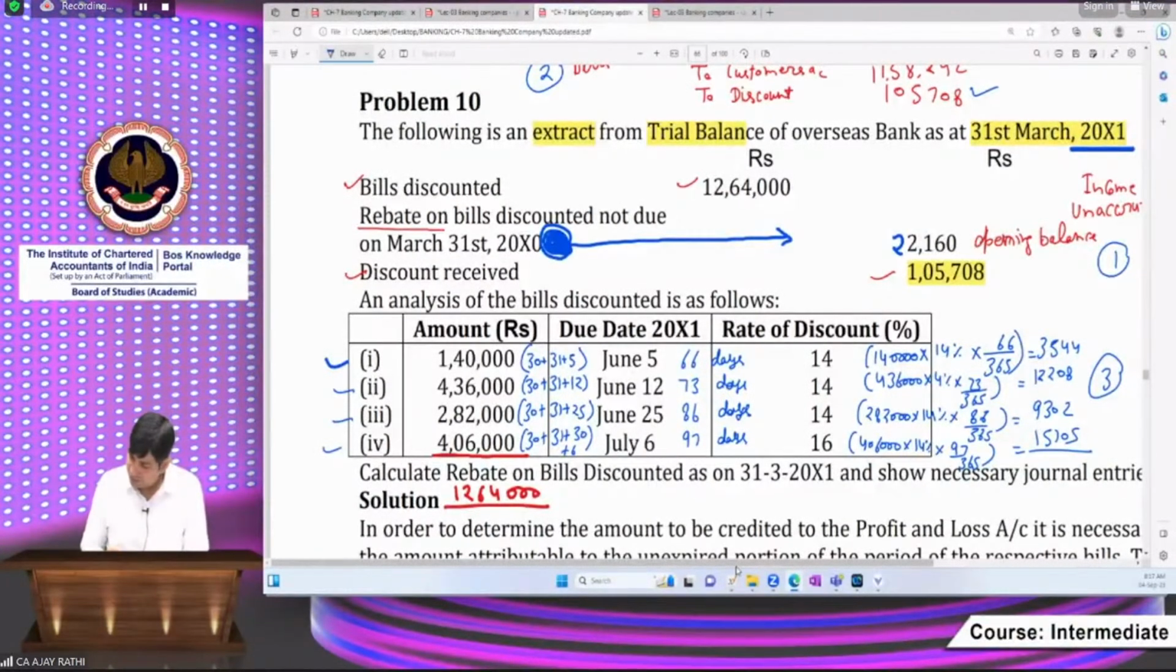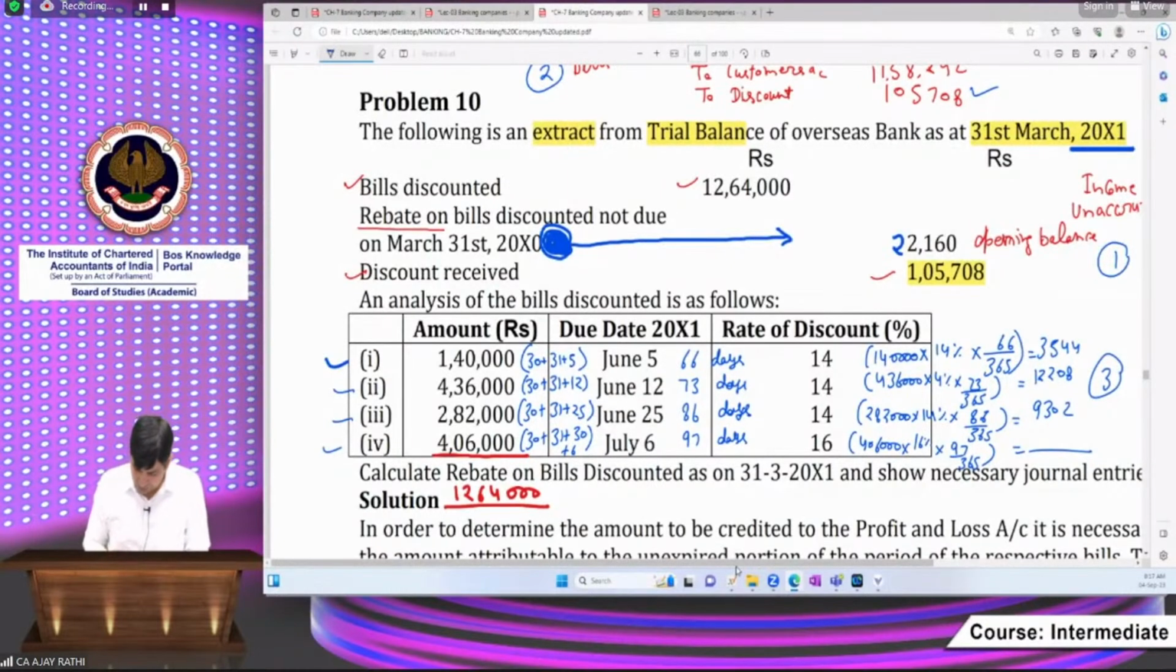15,105 plus 9,302 plus 12,208 plus 3,544. This is the closing rebate. I think in the last there is some mistake. Again checking. 4,06,000 multiplied by, okay, see, it is 16%, not 14%. Okay, so the amount will be changed.